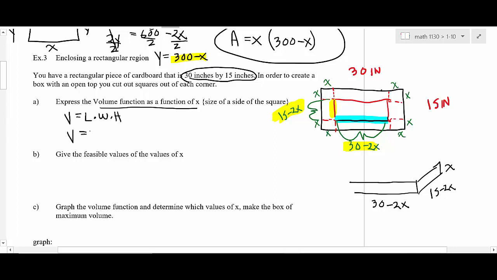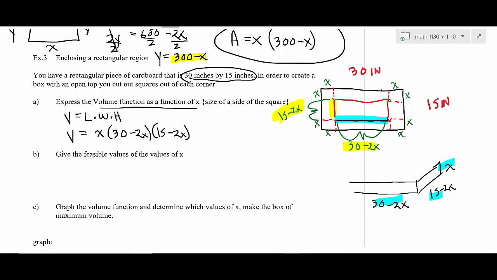The length would be one of these dimensions. It doesn't matter what's what. We just need to take these dimensions and multiply them together, and it doesn't matter what order. I'm just going to write it as x times 30 minus 2x times 15 minus 2x, like that. And that's the idea. We're going to do something with this in a minute with our calculator, because I want to take these a little further than the book does.